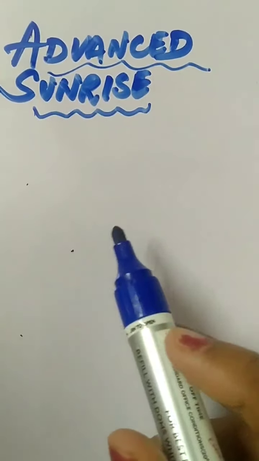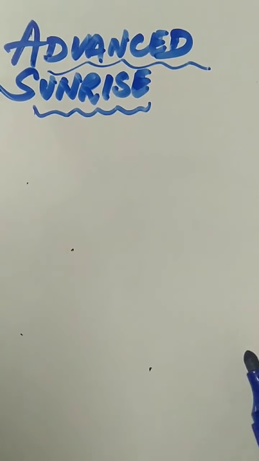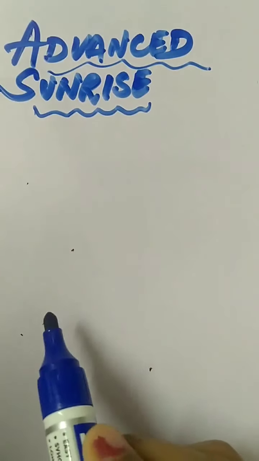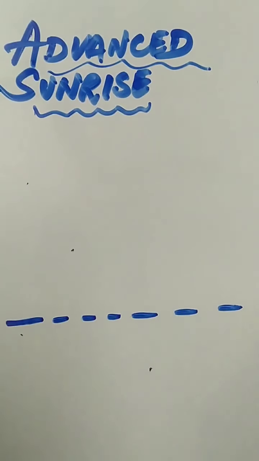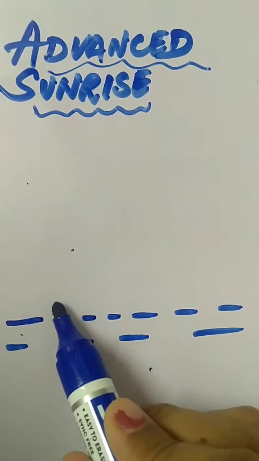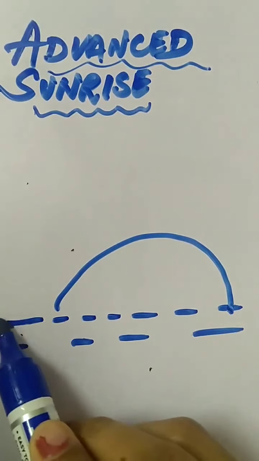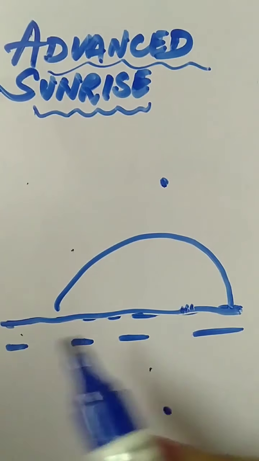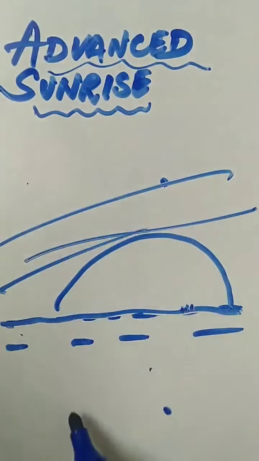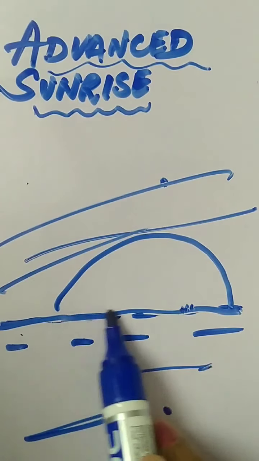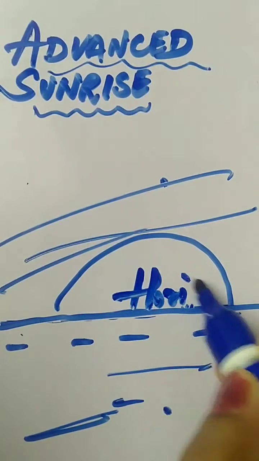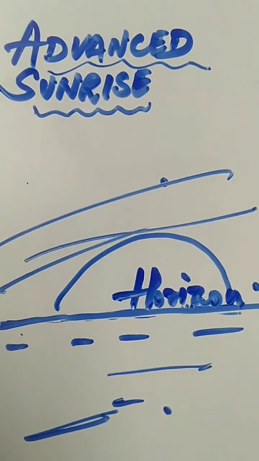Now, to understand that, first you have to understand what the horizon is. Horizon can be best seen when you go for a sunset or sunrise view. When you go, you can see that there is water, and the sun. So the line that separates the sky from the water, here you have the sky and here you have the water, that line that separates the sky and the water is called the horizon.